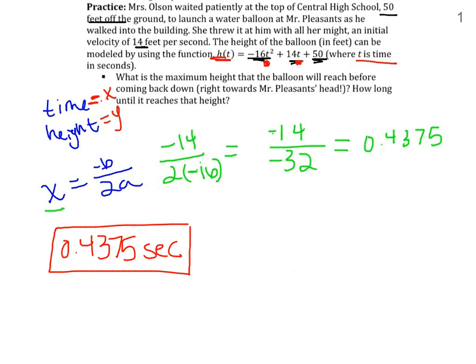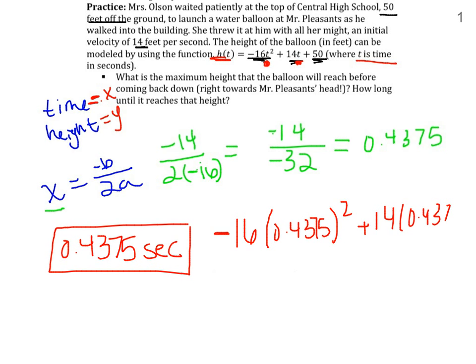The other thing it asks us, though, is what is the height? We figured out that height is y, so all we have to do is plug in the x, which is t. So we can put in negative 16 times 0.4375 squared plus 14 times 0.4375. Ran out of room here, but it's plus 50.